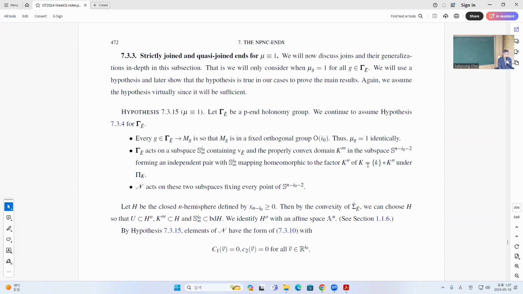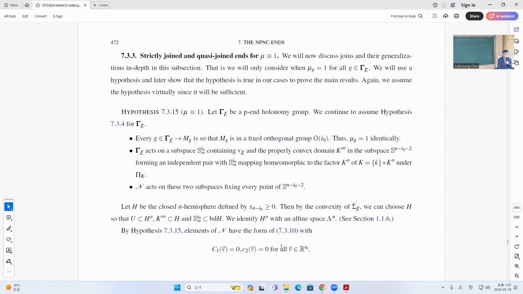And these of course map to the k times k double prime on the pi k, and n acts on the subspace fixing every point of S n minus I0. So this is what we can get under the hypothesis like this. So under this hypothesis, we'll work on that. So later on, of course, I will show that these hypotheses are satisfied.